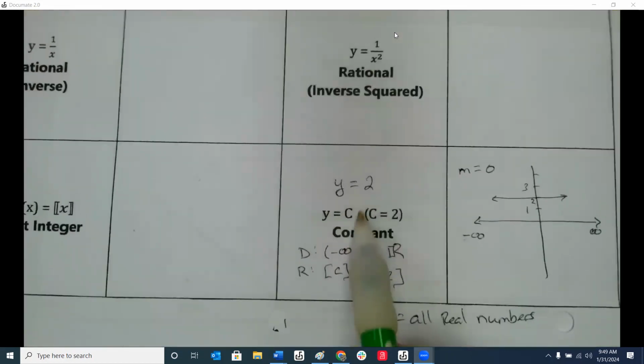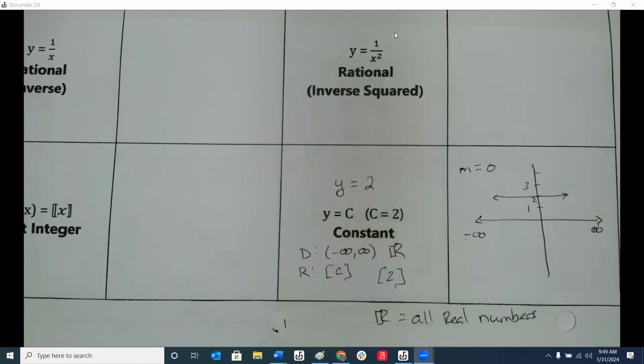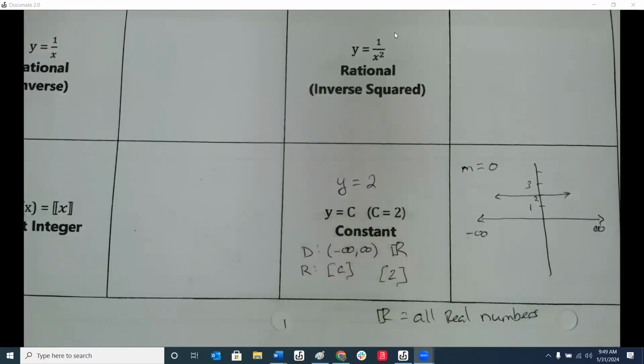If you notice the constant function, there is no x. So there's no movement up and down. It's just the number 2.